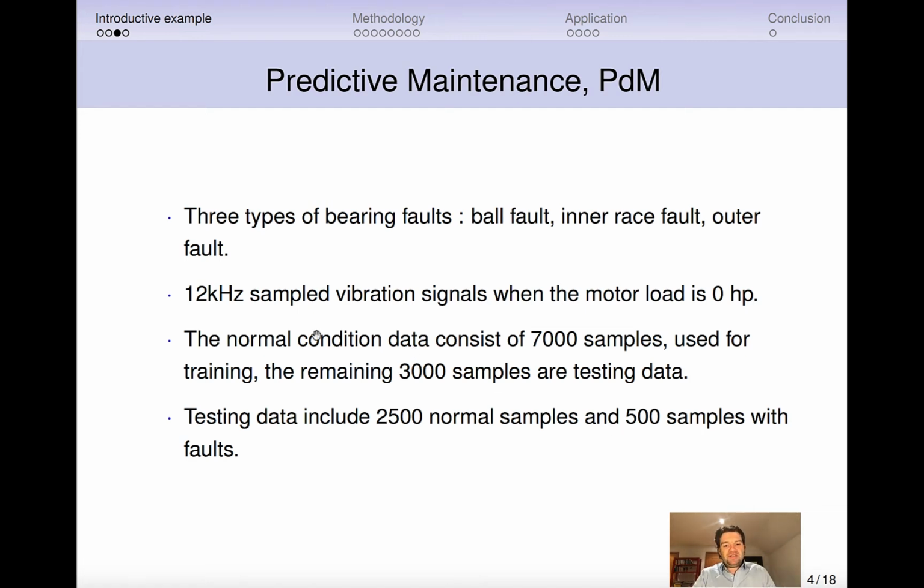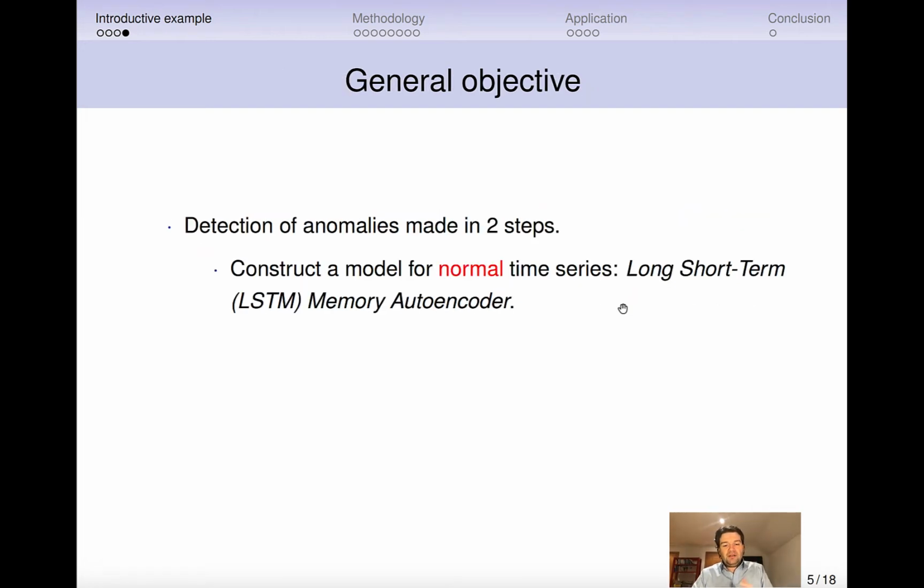And thus we have specific motors that have no motor load. That means that there is no load on those motors. Therefore, they run, and when measuring the vibrations of them, we should detect if those motors with no load are abnormal or not. Thus, the detection of anomalies should be made in 2 steps.